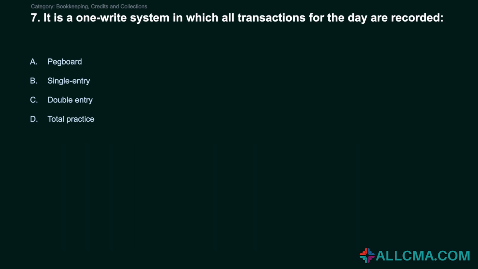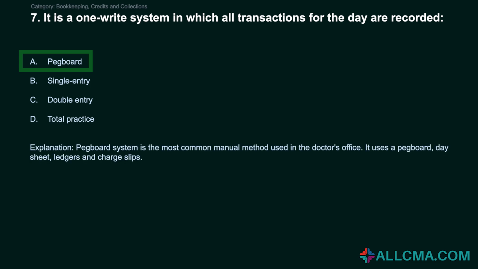7. It is a one-write system in which all transactions for the day are recorded, A. Pegboard, B. Single entry, C. Double entry, D. Total practice. Correct answer, A. Pegboard. Pegboard system is the most common manual method used in the doctor's office. It uses a pegboard, day sheet, ledgers, and charge slips.